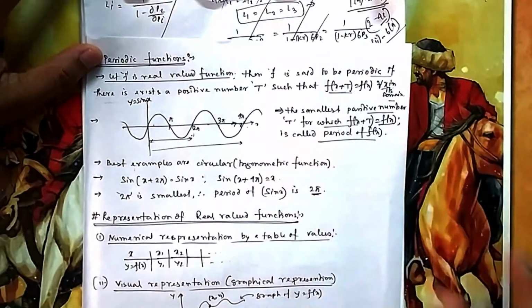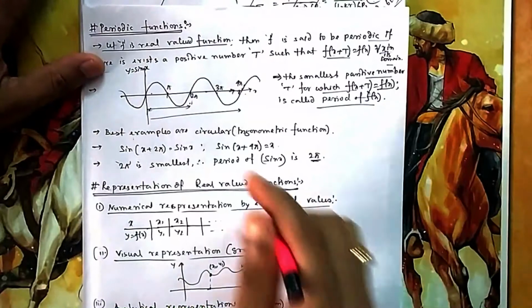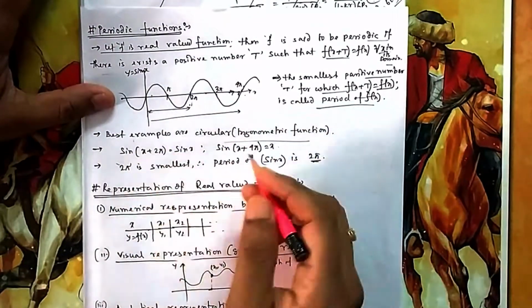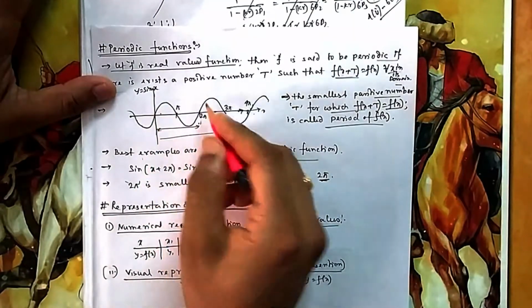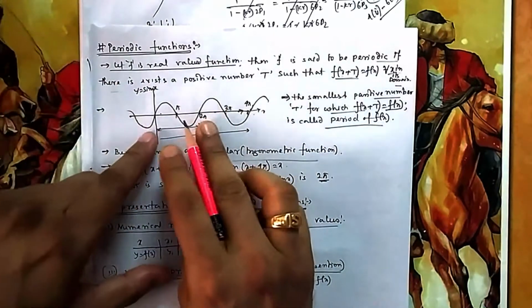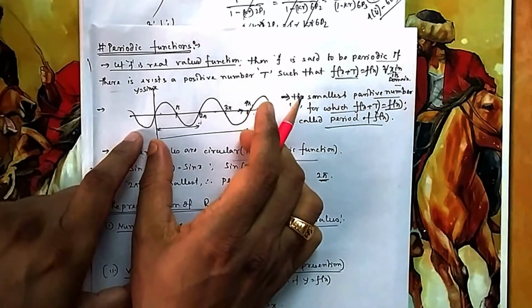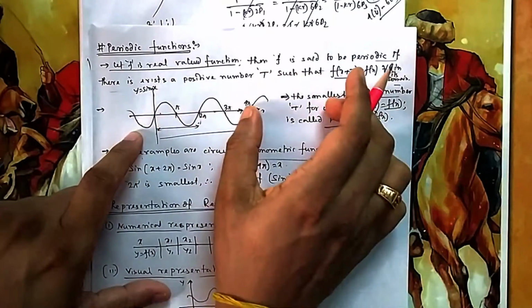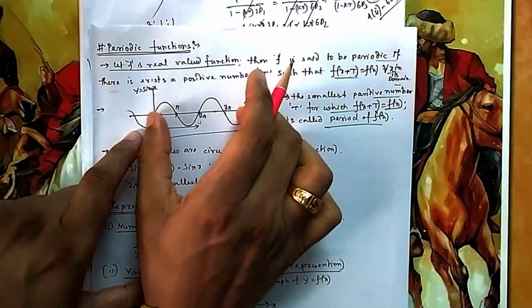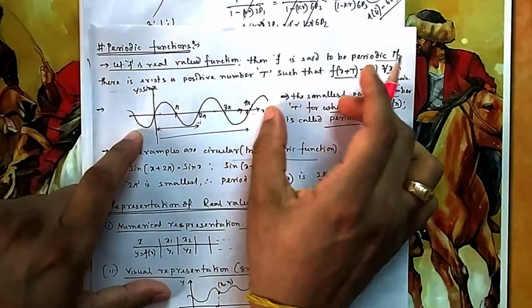Some of the good examples of periodic functions are your trigonometric functions, the best examples. Suppose you take sin x. You can see your sin x is repeating after every 2 pi. If you take this block, it is the same block. It is repeating after 4 pi also. If you take this block, the same block is put here. You cut it, paste it there, it will be the same answer.